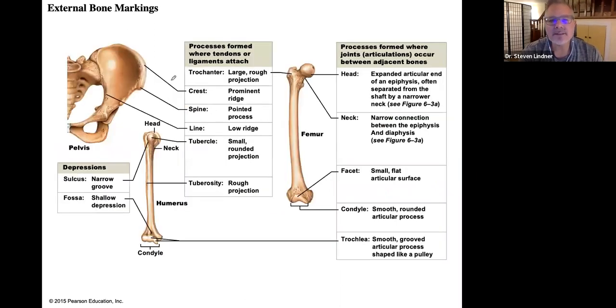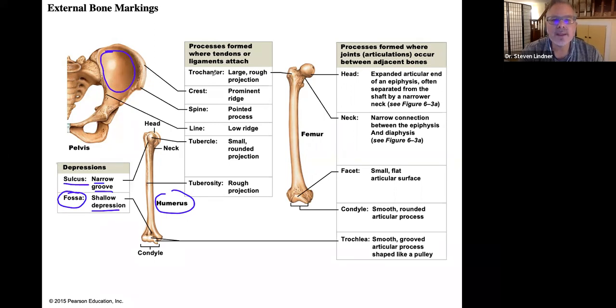When we look at some of these longer bones, this is looking at the humerus, which is the arm. There's a sulcus. A sulcus is a narrow groove. And we're going to see lots of fossas. And a fossa is a shallow depression. Here is a larger fossa right in here. This depression is called the iliac fossa right here.